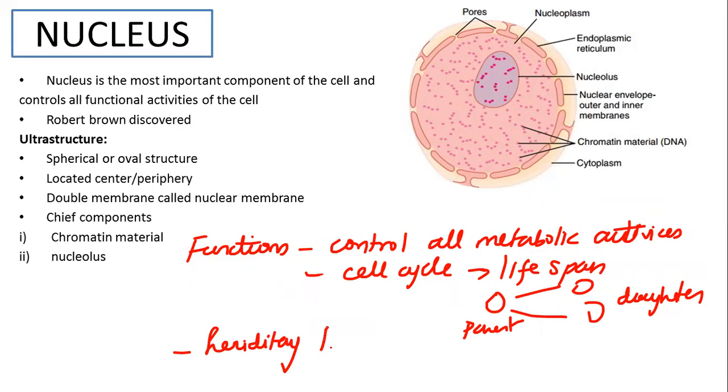Okay, so hereditary transmission is also being controlled by the nucleus. Fine. So these are all the functions of the nucleus. I hope you all understood. I'm just giving a basic idea.